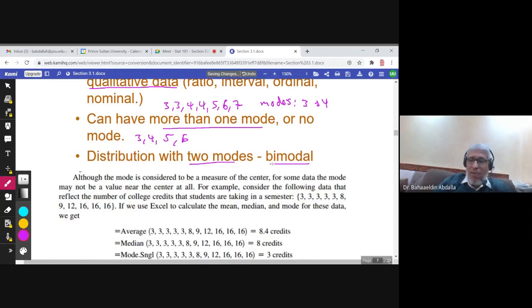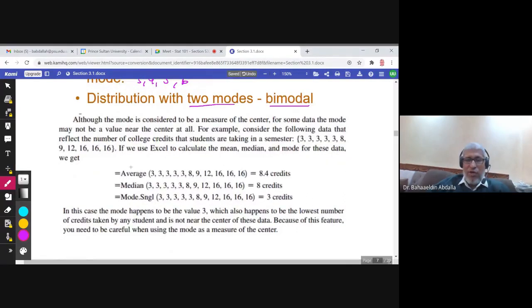One last thing to pay attention to when you deal with the mode: it is considered a measure of the center, but sometimes for some data, the mode may not be a value near the center. Really, it does not represent the center sometimes.